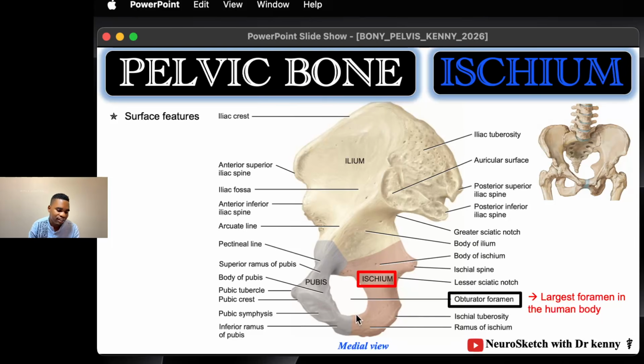And lastly, we have a foramen here, which is called the obturator foramen. The obturator foramen is the biggest, the largest foramen of the skeleton. I know you might be remembering the foramen magnum. The foramen magnum is the largest foramen of the skull, but the largest foramen in the human body will be the obturator foramen. It's called the obturator because it's covered by a membrane, so it's obscured, covered. That's the obturator foramen, the largest foramen.